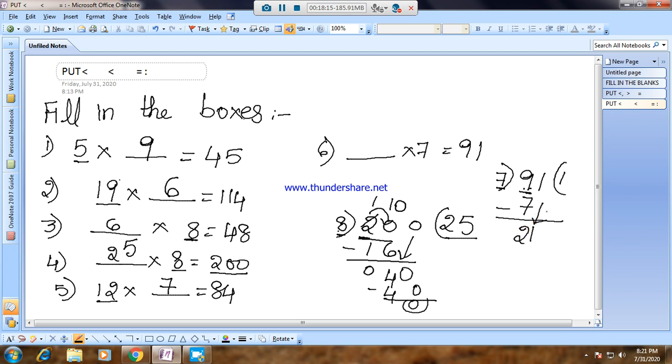Now 1 will come down. 7 ones are 7, 7 twos are 14, 7 threes are 21. So what is the answer? 13. So in this way, if a small number is given, we can go for tables. If they give a bigger number to you, you can opt for division. Or if you divide also, you will normally be reading a table only. Nothing more than that. Yes or no?